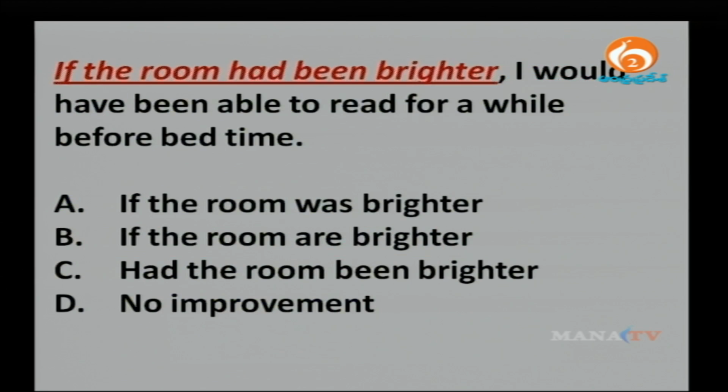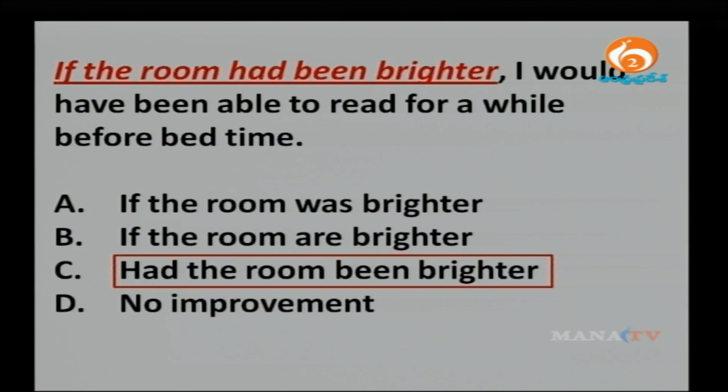Let us look at the next question. If the room had been brighter, I would have been able to read for a while before bedtime. Now, this is a hypothetical situation where you wish the circumstances were different. In this case, you cannot use if the room had been brighter. The first word should be had. So, had the room been brighter, I would have been able to read for a while before bedtime.